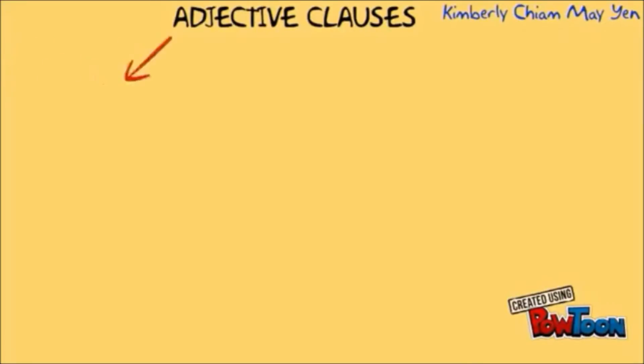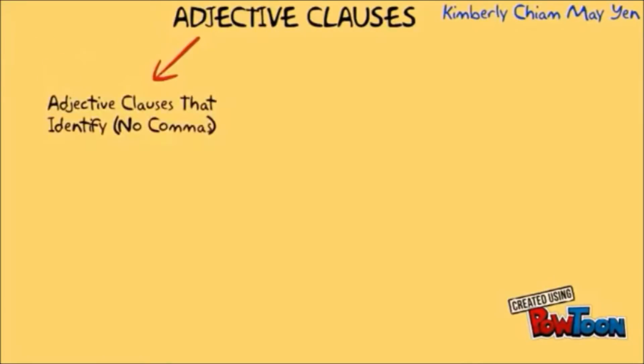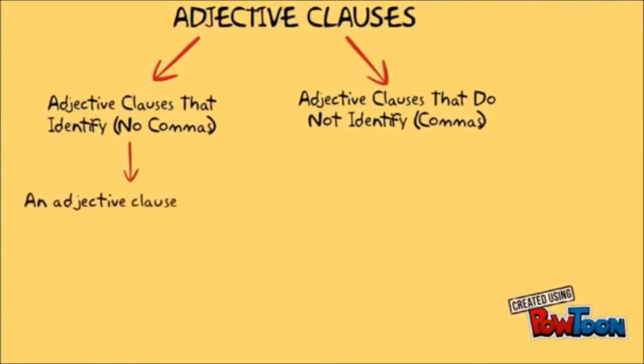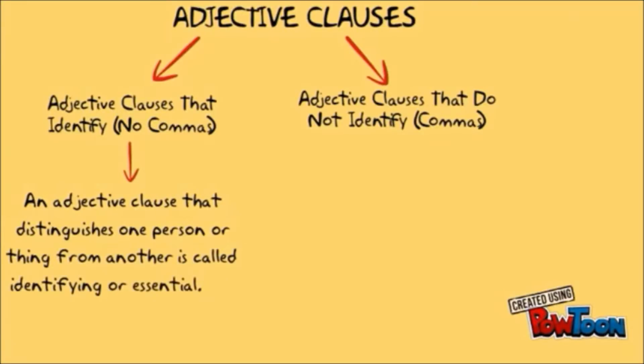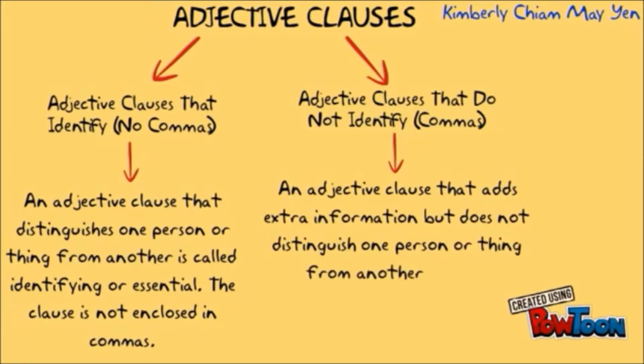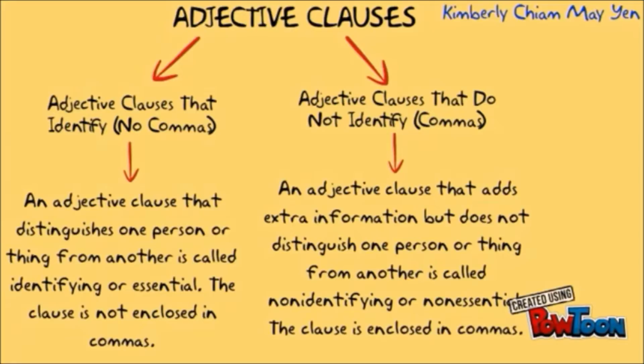Now we are going to look at adjective clauses that identify and adjective clauses that do not identify. An adjective clause that distinguishes one person or thing from another is called identifying or essential. The clause is not enclosed in commas. An adjective clause that adds extra information but does not distinguish one person or thing from another is called non-identifying or non-essential. The clause is enclosed in commas.